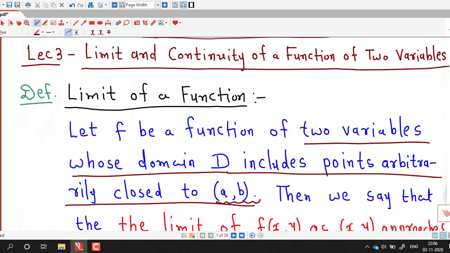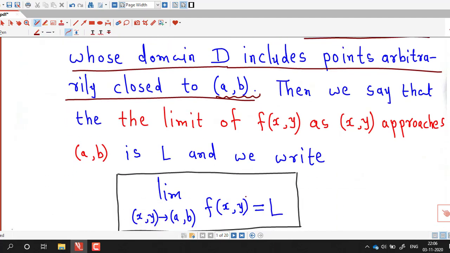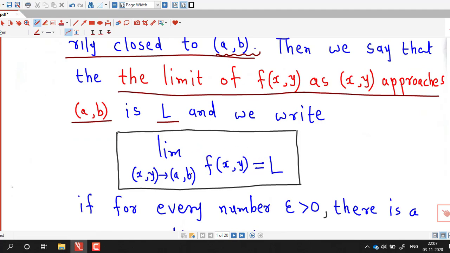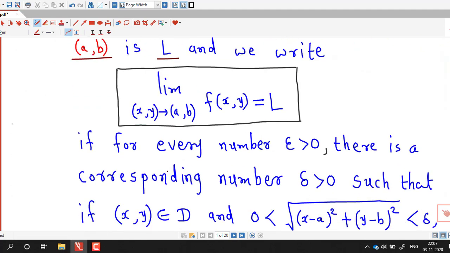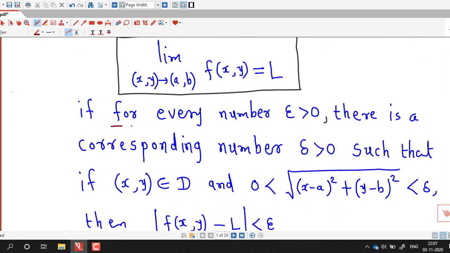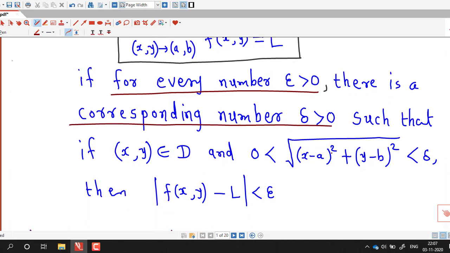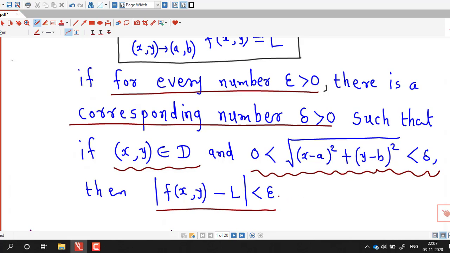The domain of the function must include points which are arbitrarily near to this point (a, b). Then we say that the limit of f(x, y) as (x, y) approaches (a, b) is capital L, and this is the notation, if for every number epsilon positive there is a corresponding number delta positive, such that if (x, y) is in the domain D of the function, and if the distance between (x, y) and (a, b) is less than delta, then the distance between f(x, y) and L is less than epsilon.